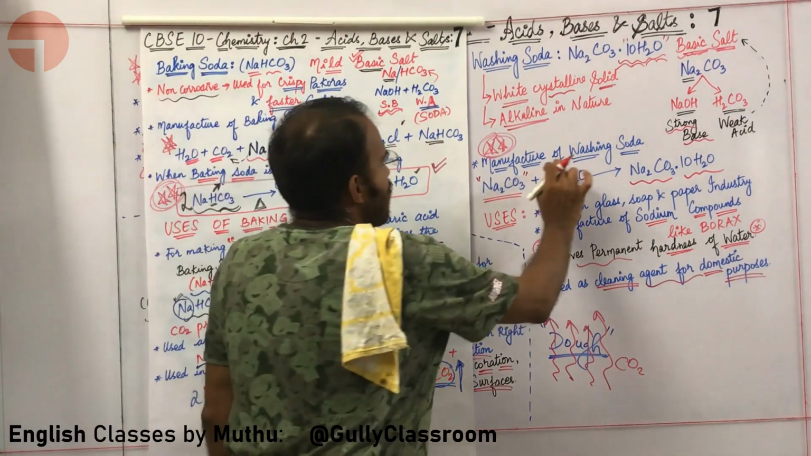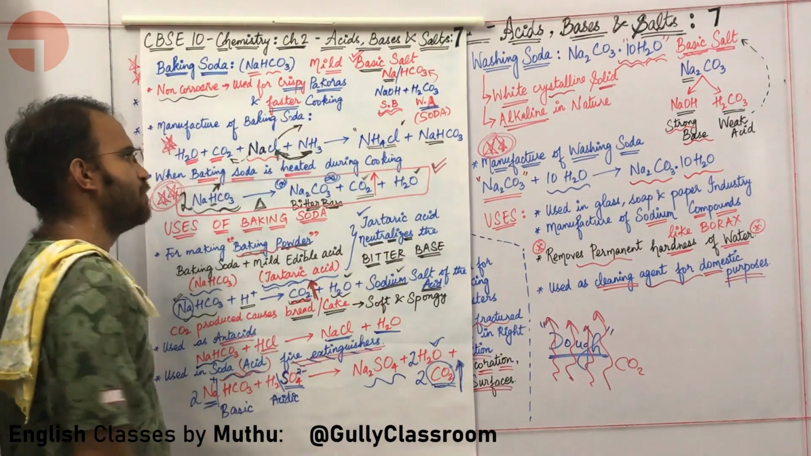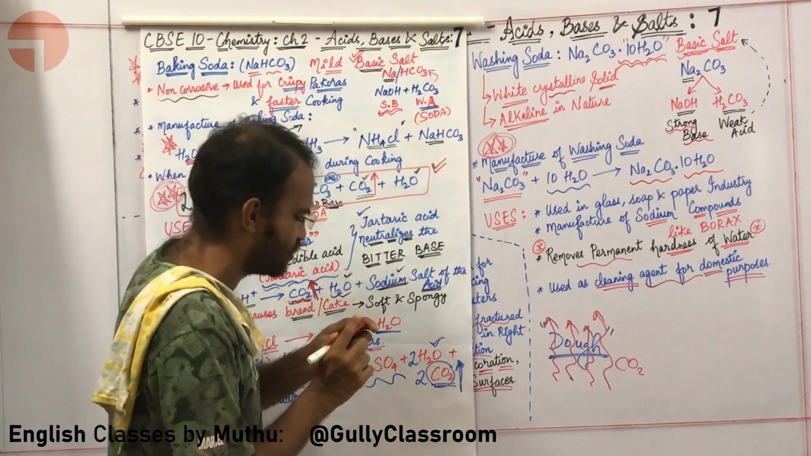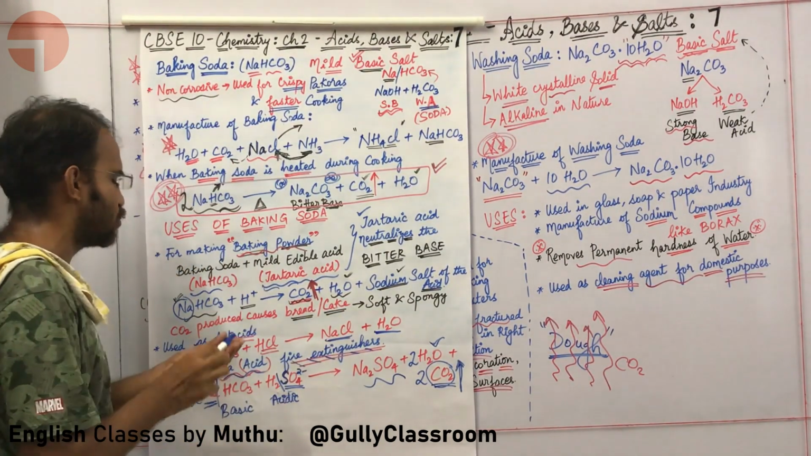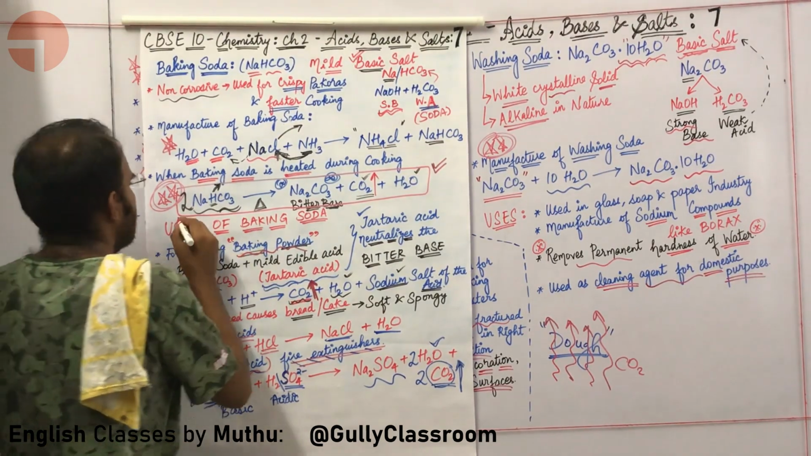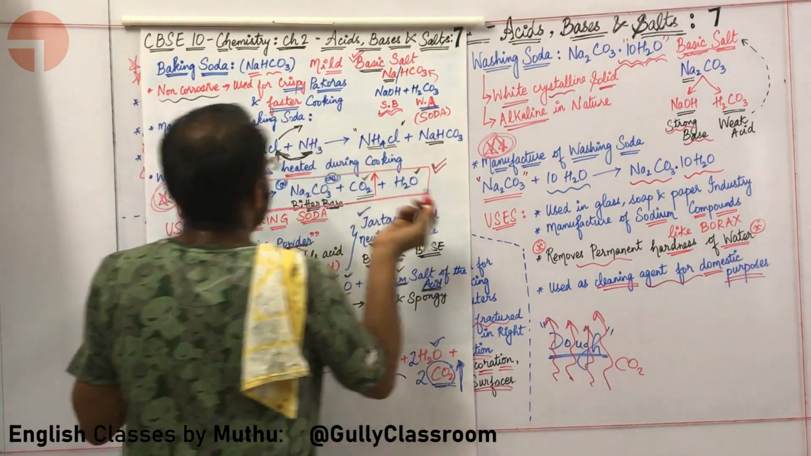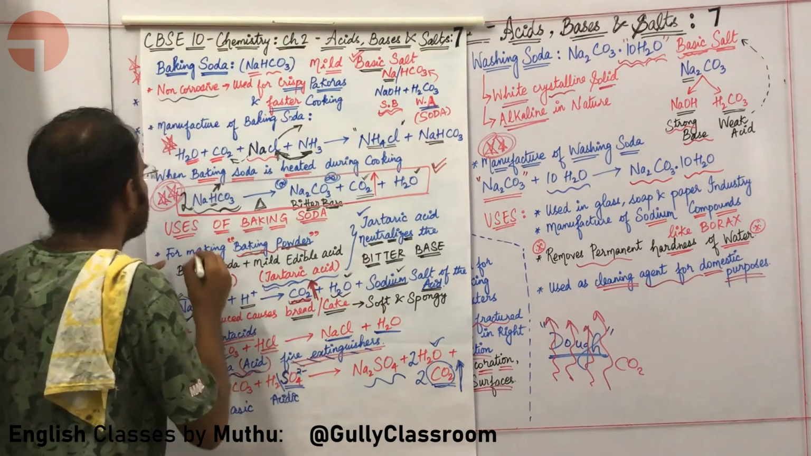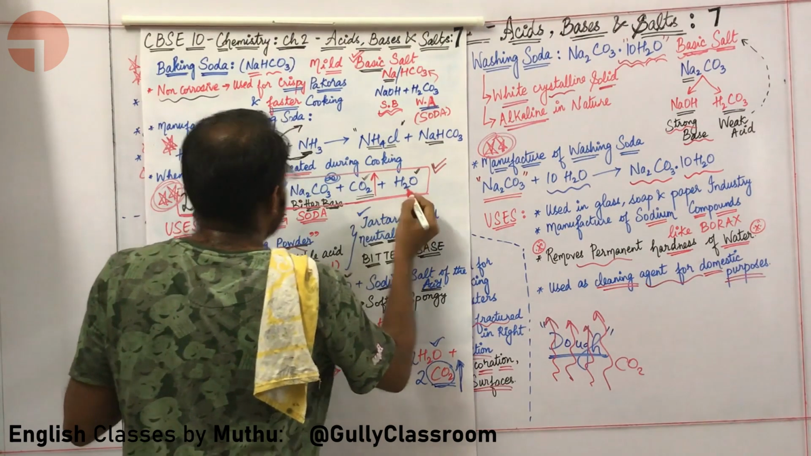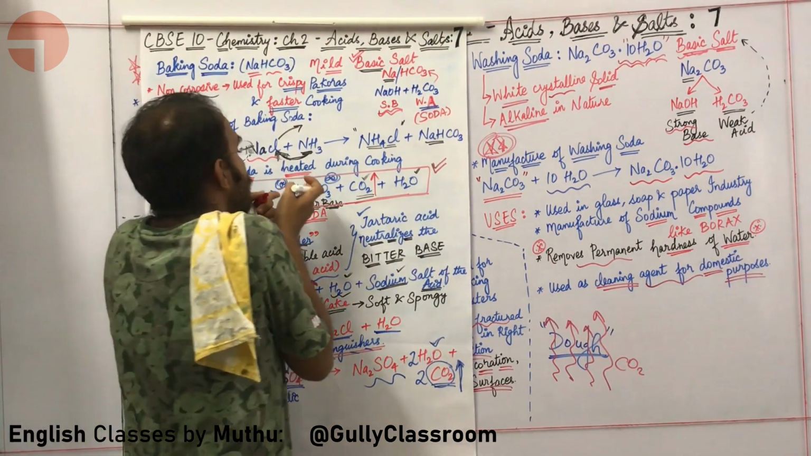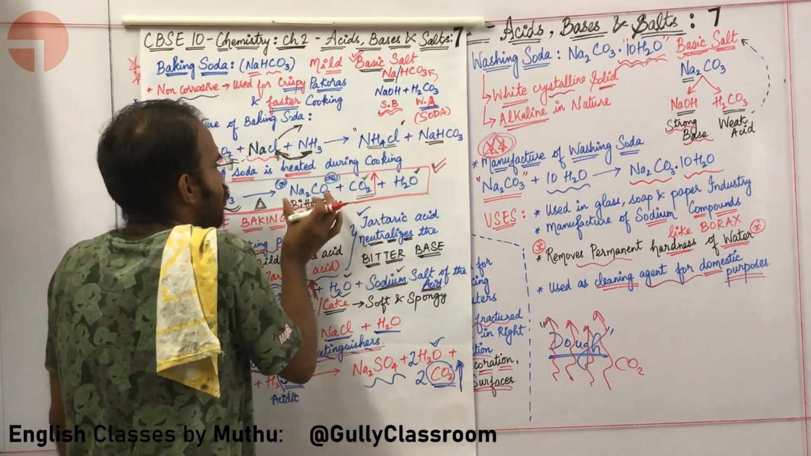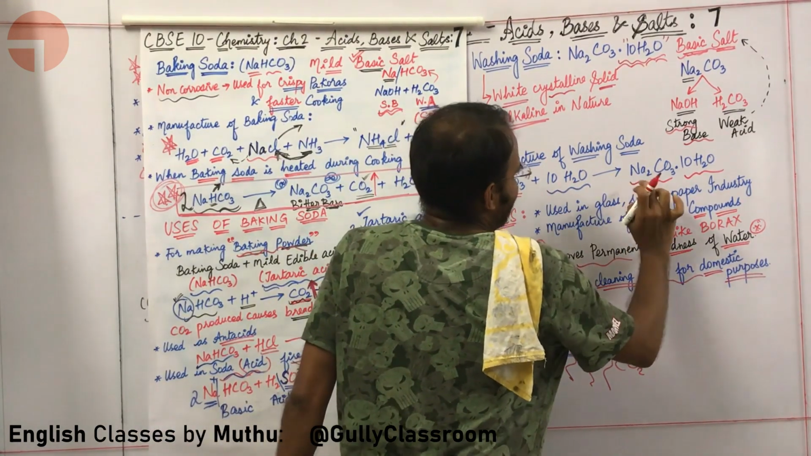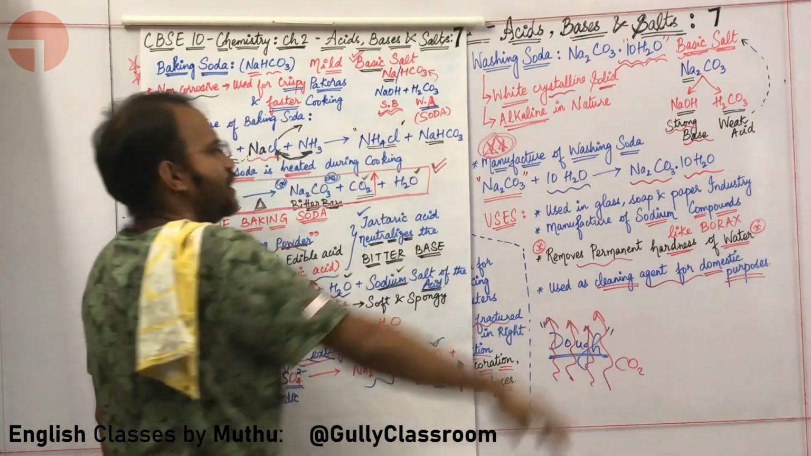So this is how washing soda must be manufactured. If they are asking for the manufacture of washing soda, how am I supposed to write, sir? First, you will write this particular reaction. For the manufacturing of washing soda, you need to first write this particular reaction. Heating of baking soda gives sodium carbonate, and sodium carbonate is combined with 10 molecules of water. You get Na2CO3.10H2O.